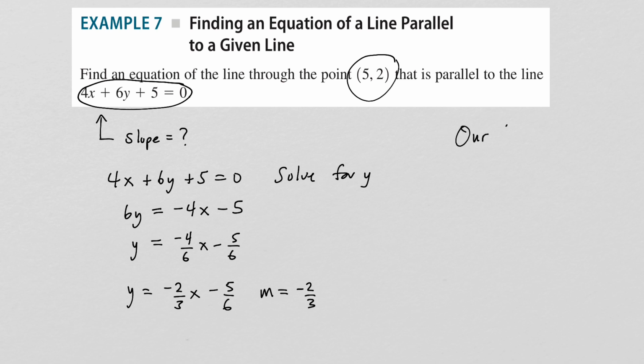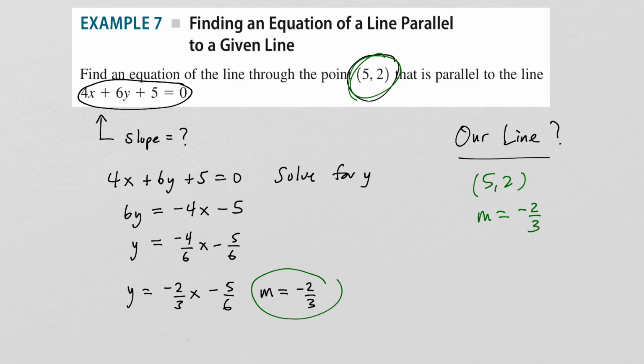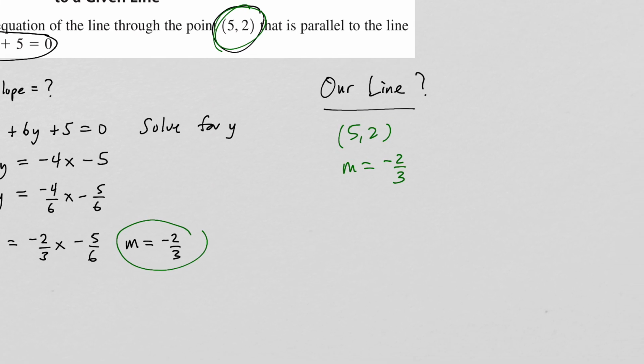So what about our line? Now, when I say our line, I'm talking about the one that we're trying to find. Well, we know it goes through the point (5, 2), and we know it must have the same slope as this other line, which we just figured out was -2/3. So to find our line, I'm just going to take that information and plug it into the point-slope formula for the line.